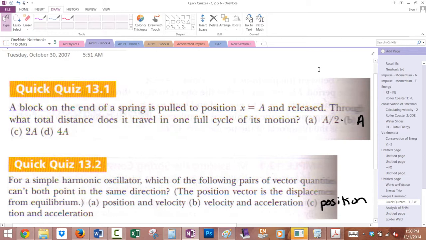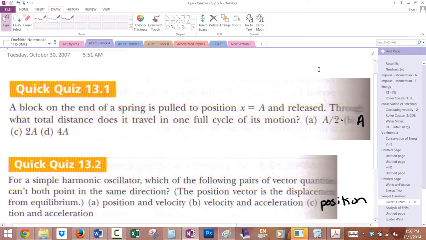All right. Number 2. What did you say for number 2? I didn't actually look before, so let me look now. For a simple harmonic oscillator, which pairs of vector quantities cannot be in the same direction? Position and velocity, velocity and acceleration, position and acceleration. Defend your answer to me, please.